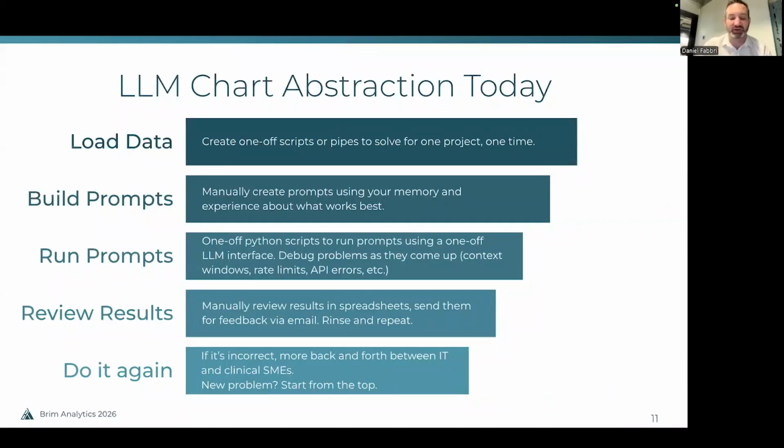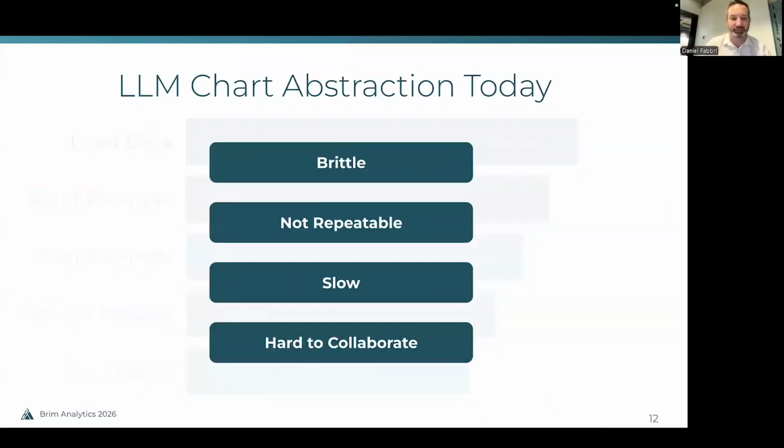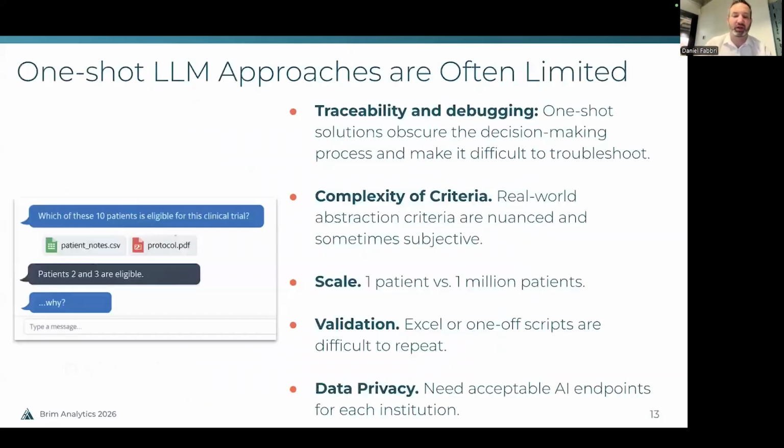And from there, they'll then need to do it again for their next task and the next task and the next task. And we see a lot of organizations rebuilding or repeating this process over and over today. It's brittle, it's not repeatable, it's slow and hard to collaborate. And so we find organizations wasting time and effort to build chart abstraction at scale.